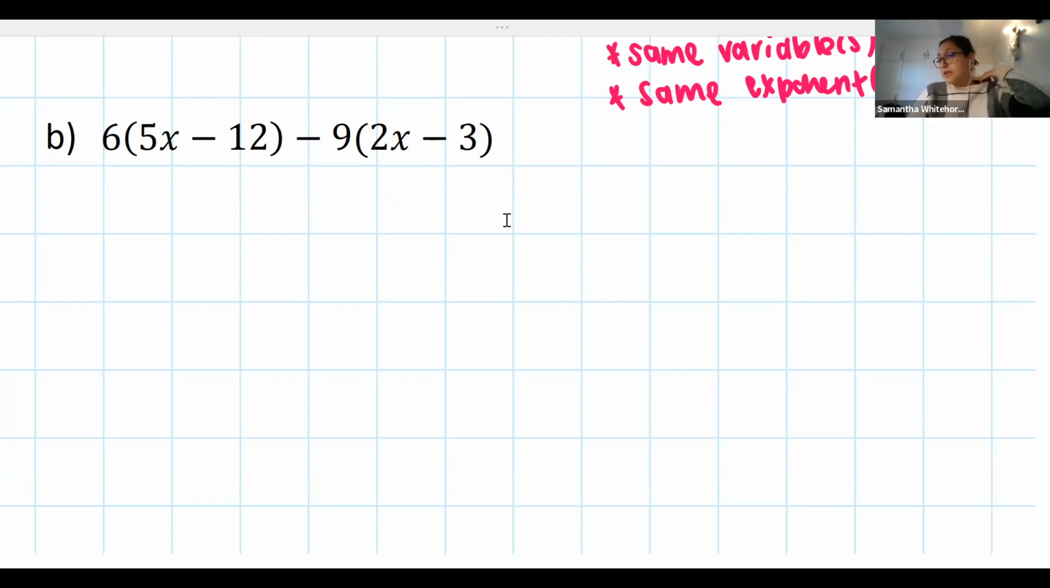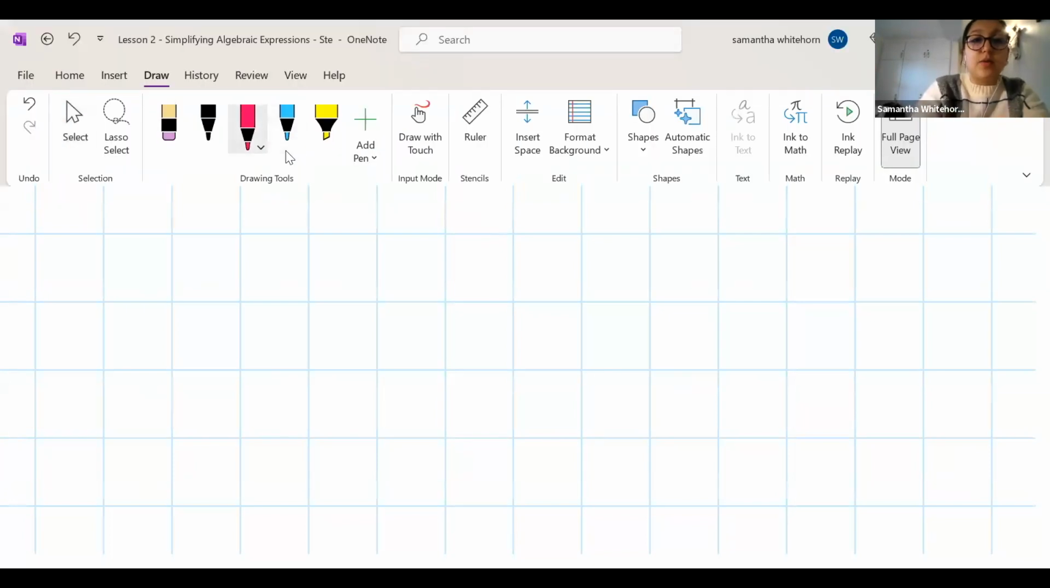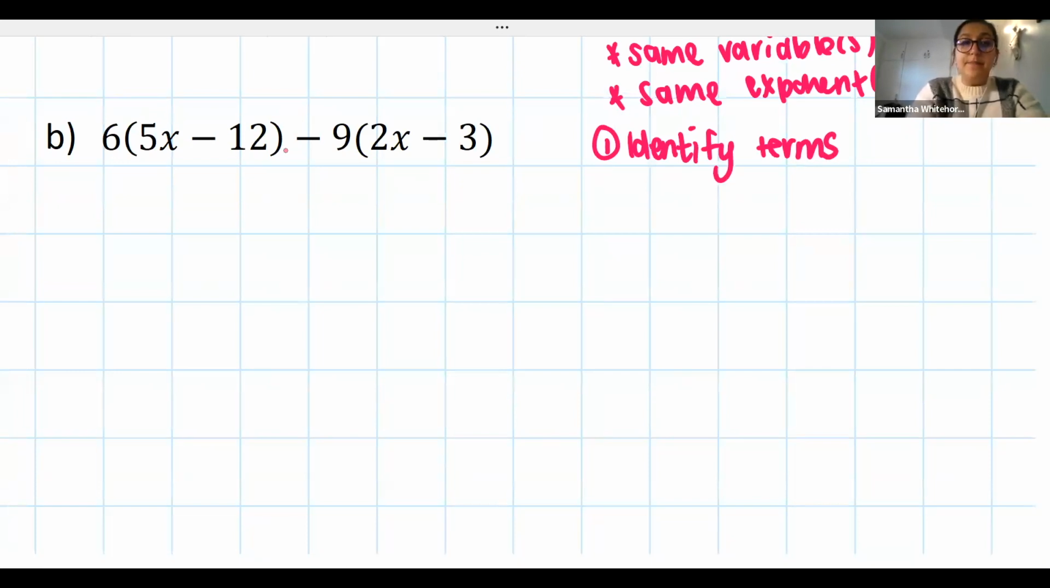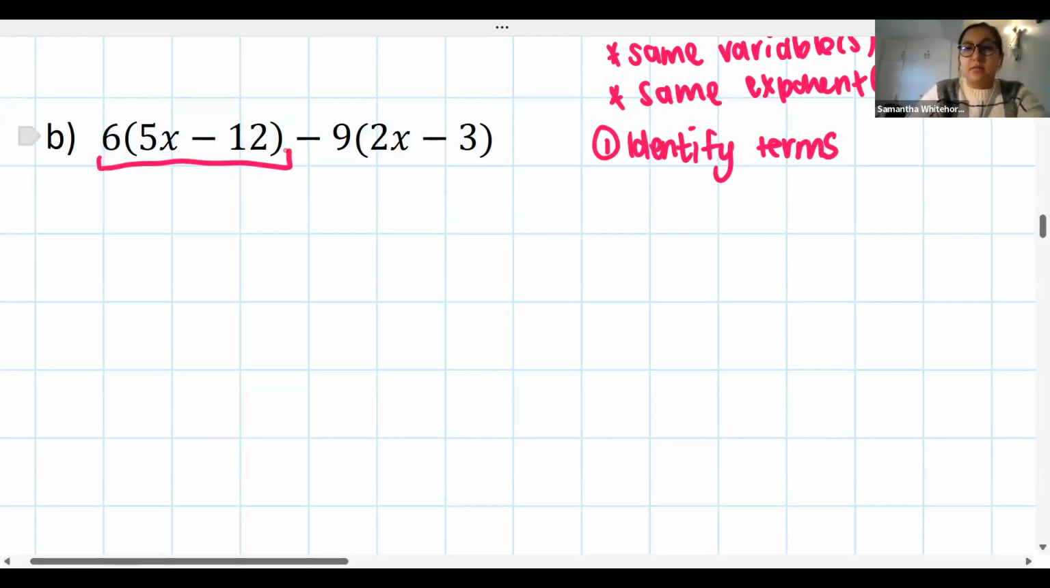So again, we're going to follow the same 3 steps, grade 8s. We're not changing what we're doing. We do the same thing every single time when we simplify. First thing we do is we identify our terms. I'm just going to keep writing these steps. Terms are identified with plus and minus signs, but we don't consider plus or minus signs in a bracket or in a fraction. So I don't care about that one. I don't care about that one. I only care about that one. That is splitting this expression into 2 terms. So that means that my first term is 6 times the bracket 5x minus 12. And my second term is minus 9 times the bracket 2x minus 3.